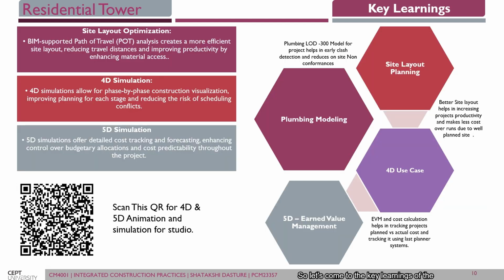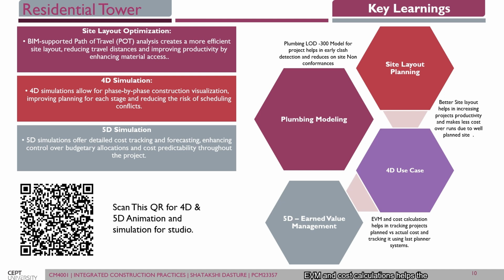So let's come to the key learnings of site layout optimization, 4D simulation, and 5D simulation. The BIM-supported path of travel analysis creates a more efficient site layout, reducing travel distance and improving productivity by enhancing material access. The 4D simulation allows phase-by-phase construction visualization, improving planning, staging risk, and reducing the risk of scheduling conflicts. 5D simulation offers detailed cost tracking and forecasting, enhancing control over budget allocations and cost predictability throughout the project. Site layout planning also helps achieve a better site layout, increasing project productivity and causing fewer cost overruns due to the well-planned site.